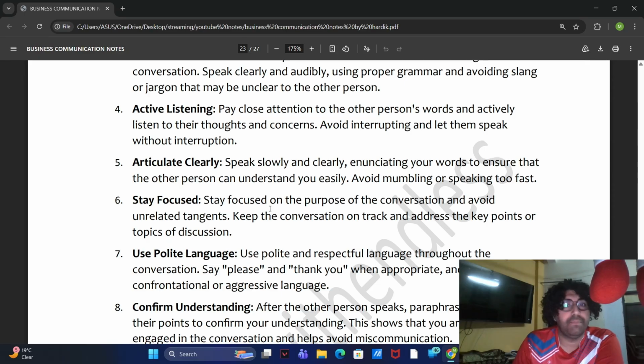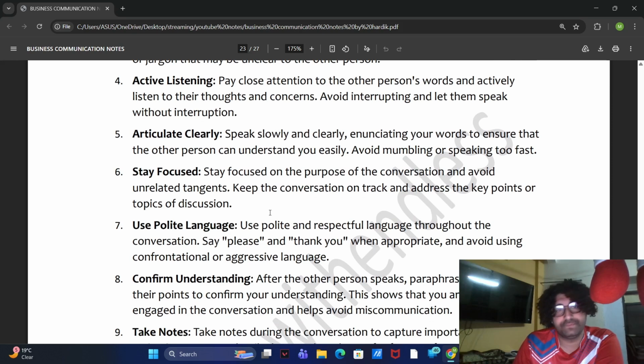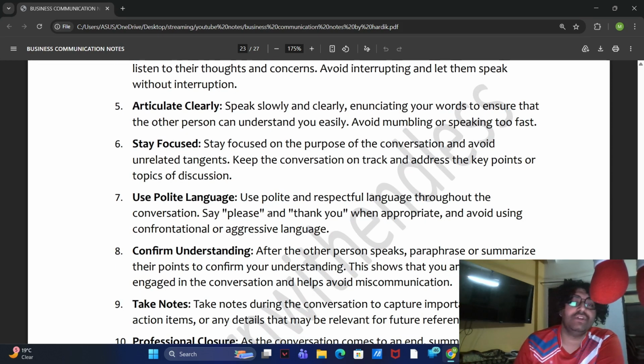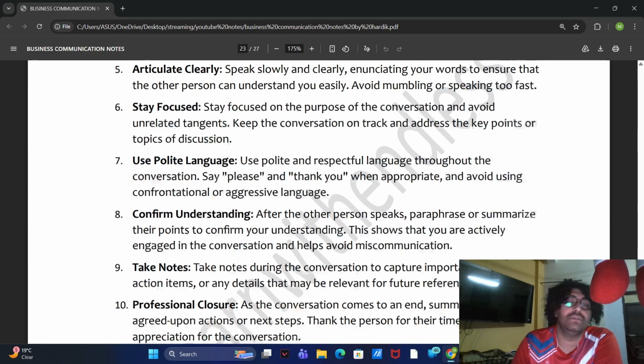Active listening. Pay close attention to other person's words and actively listen to their thoughts and concerns. Avoid interrupting and let them speak without interruption. Articulate clearly. Speak slowly and clearly, enunciating your words to ensure that the other person can understand you easily. Avoid mumbling or speaking too fast.